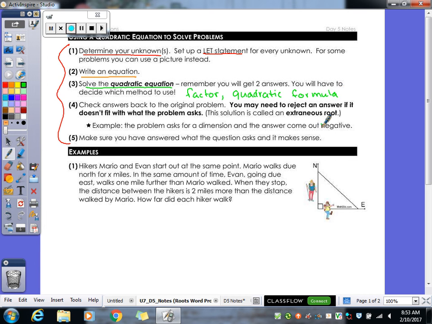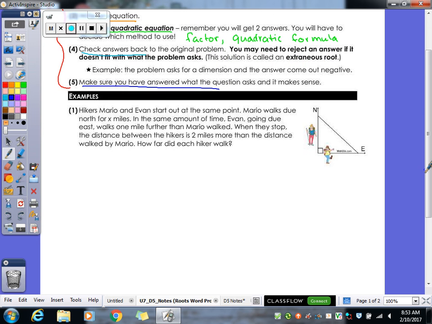Then you want to check your answers, because remember, sometimes both answers you get don't work, so you have to end up rejecting one of them. And then always make sure you go back and you answered what is actually being asked. So let's take a look at this.